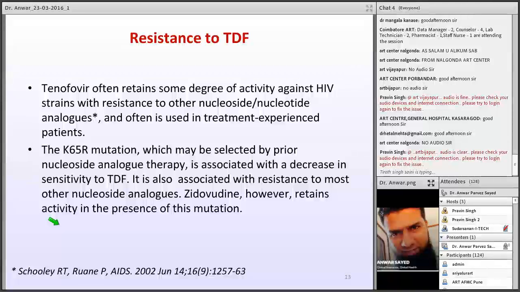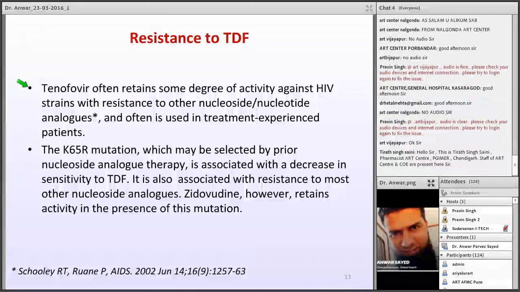Now coming to the resistance to tenofovir, tenofovir often retains some degree of activity against HIV strains with resistance to other nucleoside or nucleotide analogs, and this is the main reason it is often used in treatment-experienced patients. There are two ways to look at it: the implications of tenofovir resistance for treatment with other antiretrovirals, and the implications of resistance to other antiretrovirals for treatment with tenofovir.